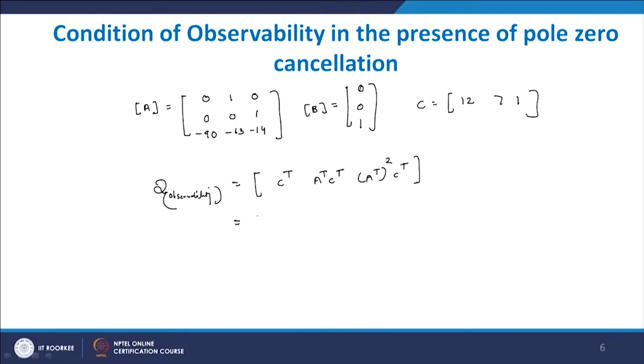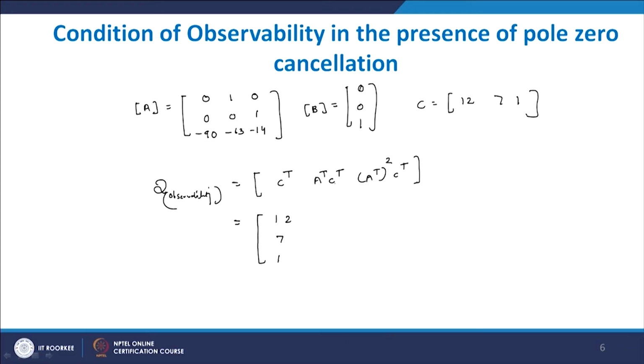Now, what is C? C is 1 2 7 1. So, we have to take C transpose. Then A is this one. So, we have to take A transpose and multiply by C transpose, and similarly this one. So, after doing multiplication here, we will get the observability matrix as 12 7 1 12 7 1.